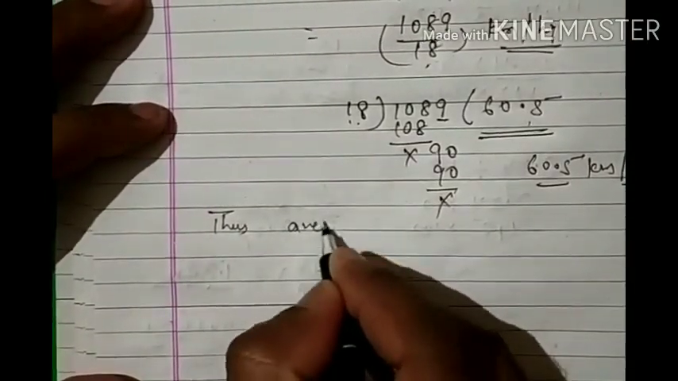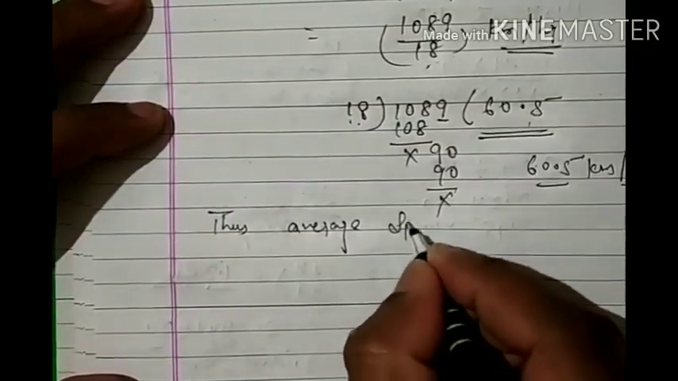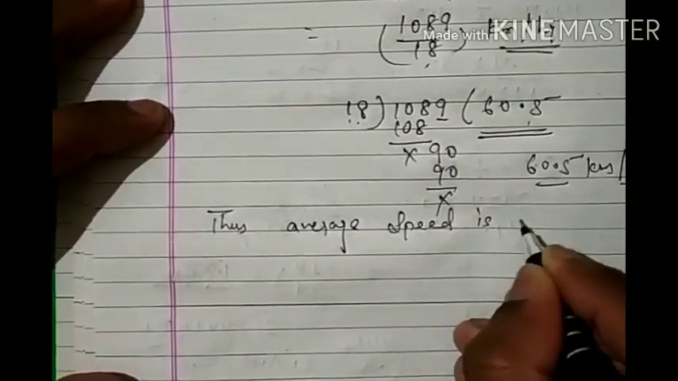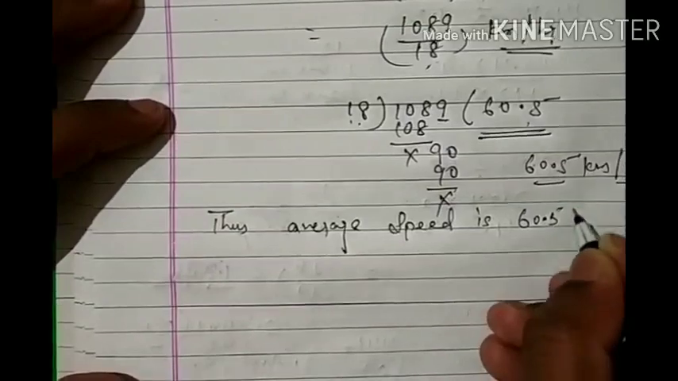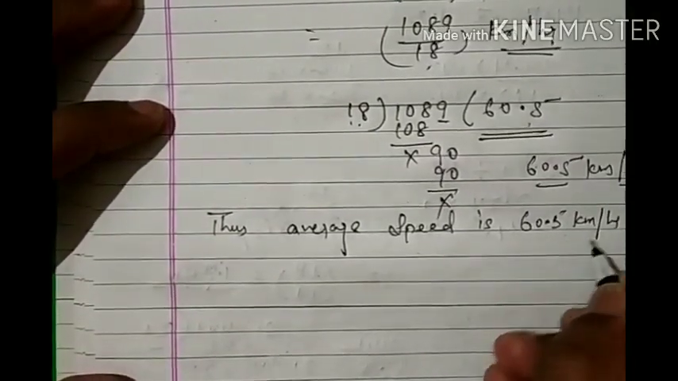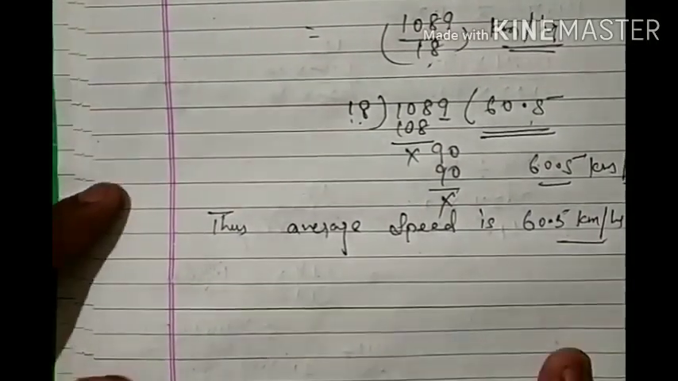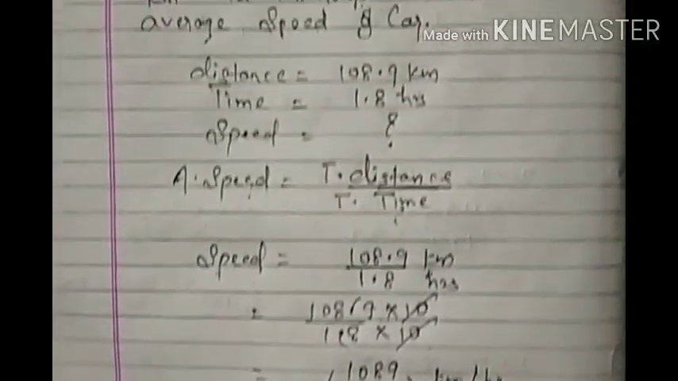Thus average speed is 60.5 kilometer per hour. I hope it's clear. Let's understand this one more time.